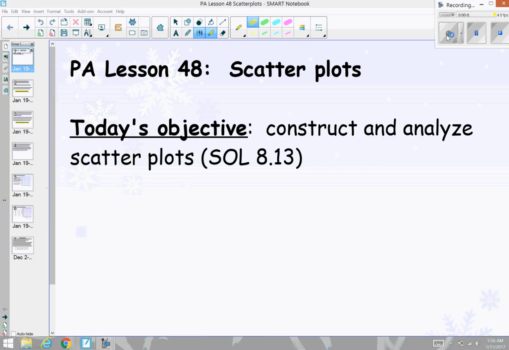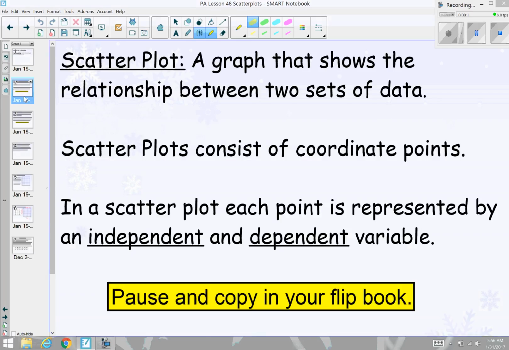Welcome back. This is a pre-algebra lesson on scatterplots. Today we're going to construct and analyze different scatterplots. So what is a scatterplot? You've heard of a line plot and all different kinds of other graphs. Well, a scatterplot is a graph that shows a relationship between two different sets of data. It consists of coordinate points, and those points each represent both an independent and a dependent variable.